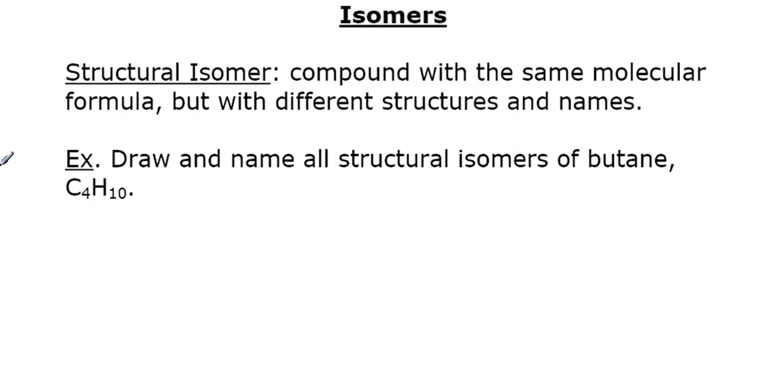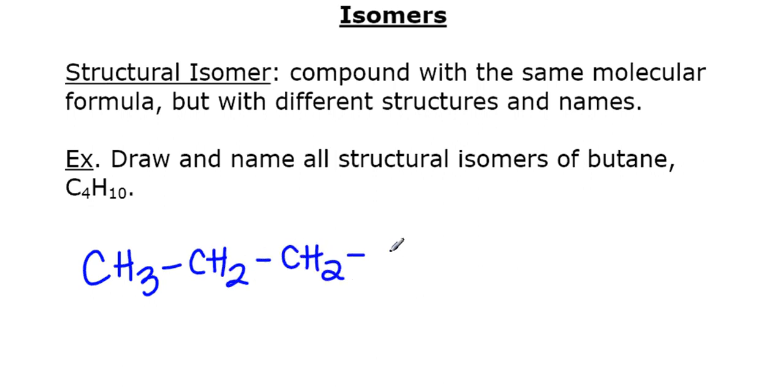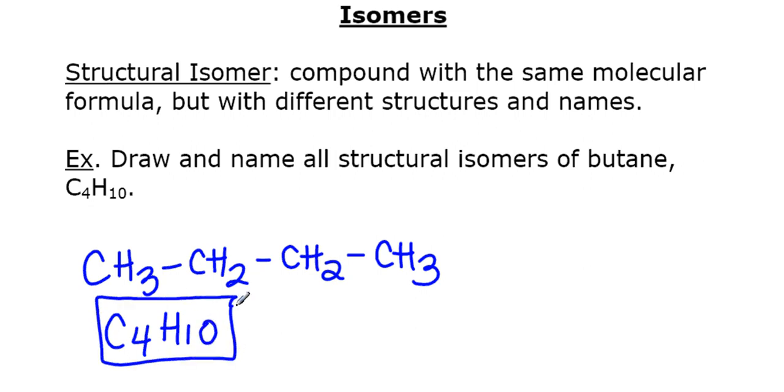Draw and name all the structural isomers of butane, and butane has the formula C4H10. So I'm already giving you a hint that one of them is butane, just to get you thinking. So butane, we know, has 4 carbons, 10 hydrogens. Let's prove it. Butane is a 4-carbon alkane, so all single bonds, no branches here. When we look at this structure, 1, 2, 3, 4, 4 carbons, 3, 5, 7, 10 hydrogens. So it fits that molecular formula.